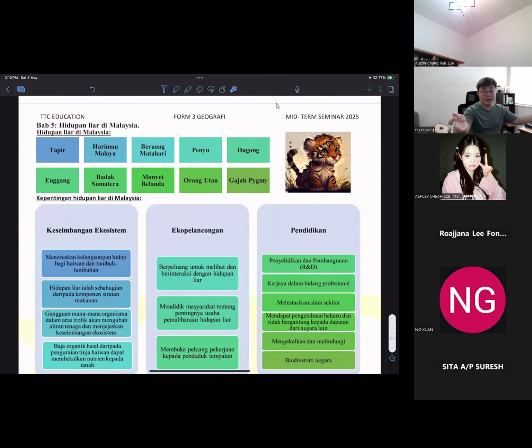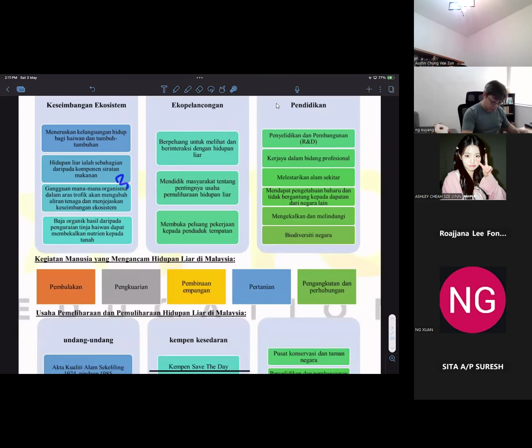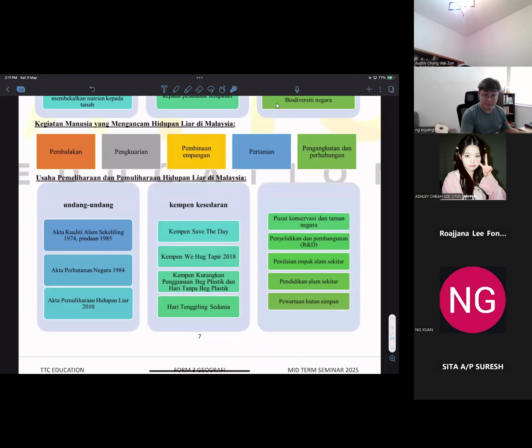The kepentingan is quite the same, just trying to maintain the balance, keseimbangan ekosistem. Then this is already 2 marks for you all. You just have to memorize the keyword, fakta, and then try to huraikan with the huraian, which means ciri-ciri. So this is your Bab 5. I'm not going to teach this in class, so pay attention during the normal class.